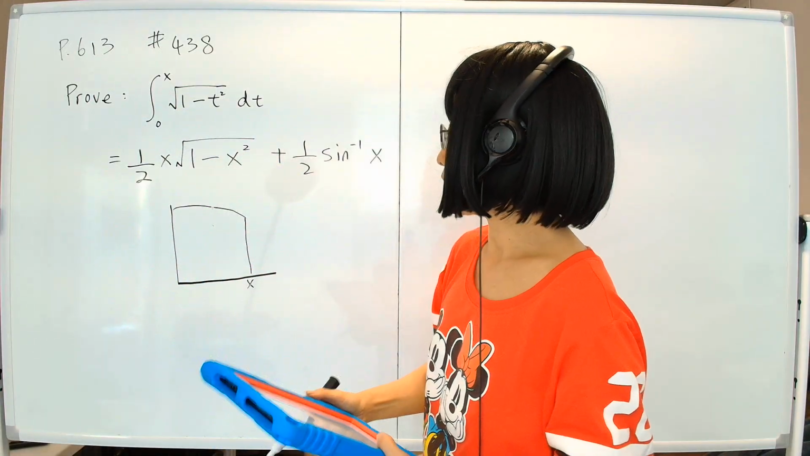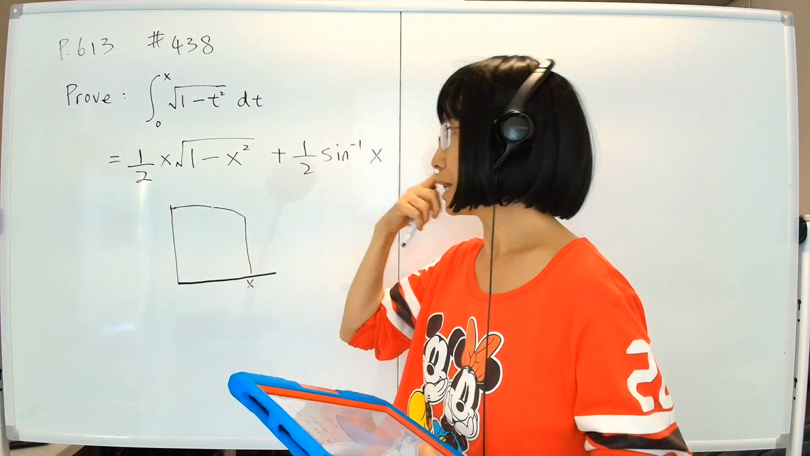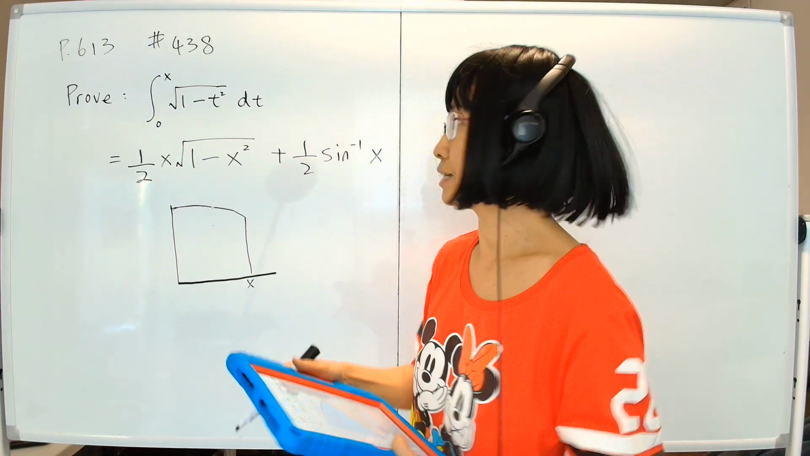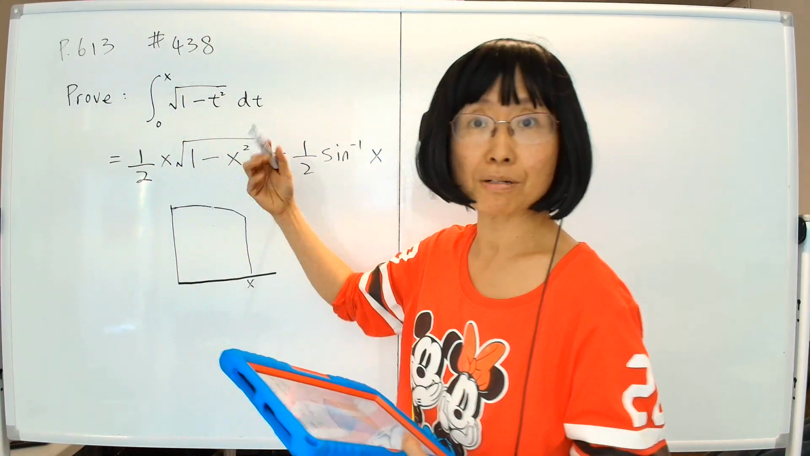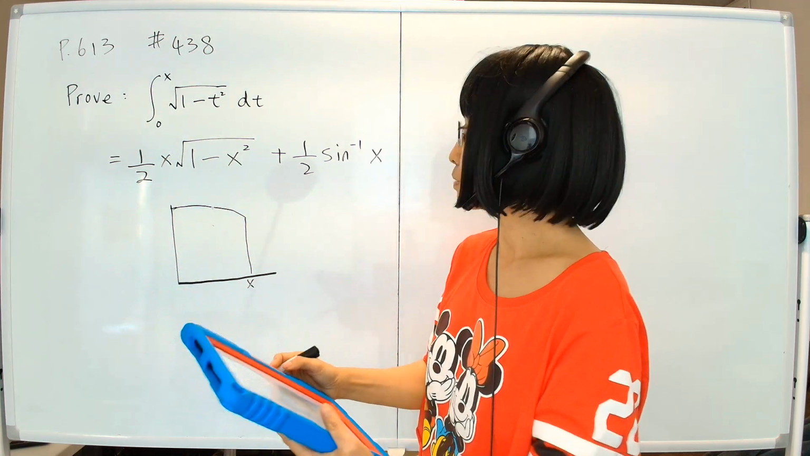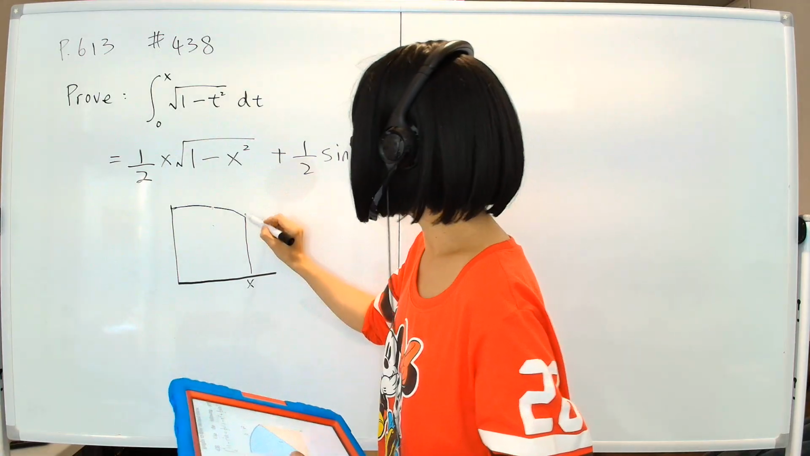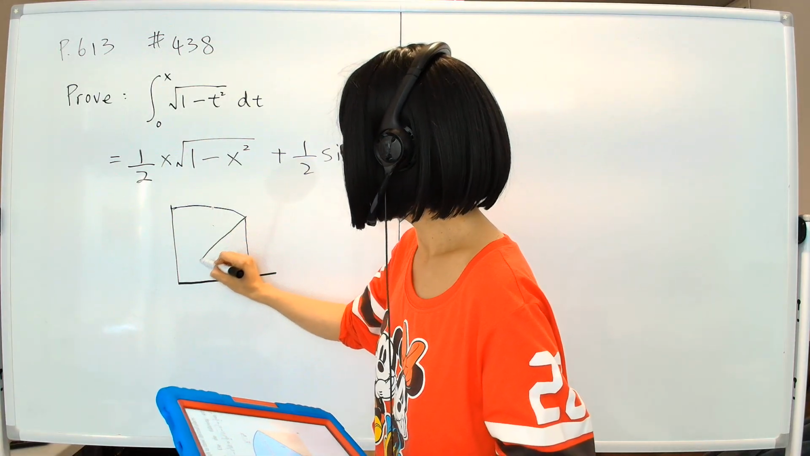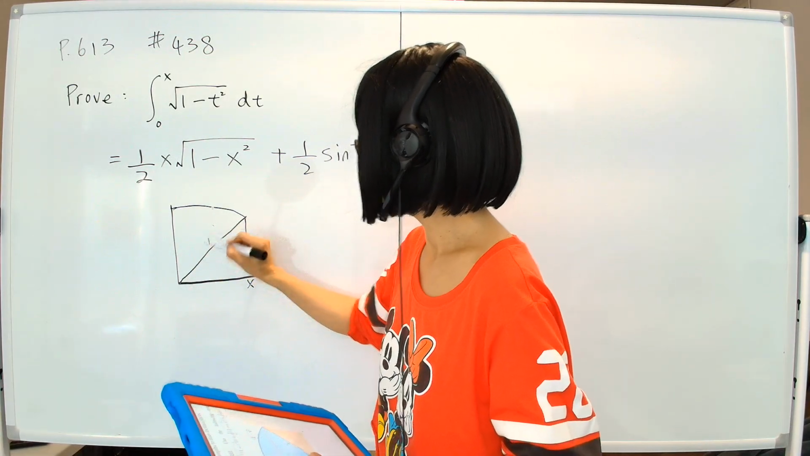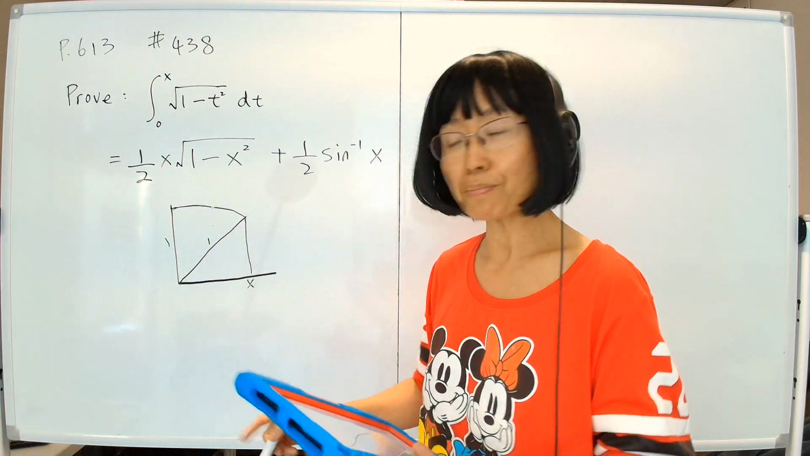The fact is that it's a circle, which you may recall from pre-calculus, where they teach you that the square root of 1 minus t squared is a circle. For this problem, we're just going to believe that it's a circle. This circle has a radius of 1, so this line here is 1, and so is this. In other words, this is a slice of a pie.